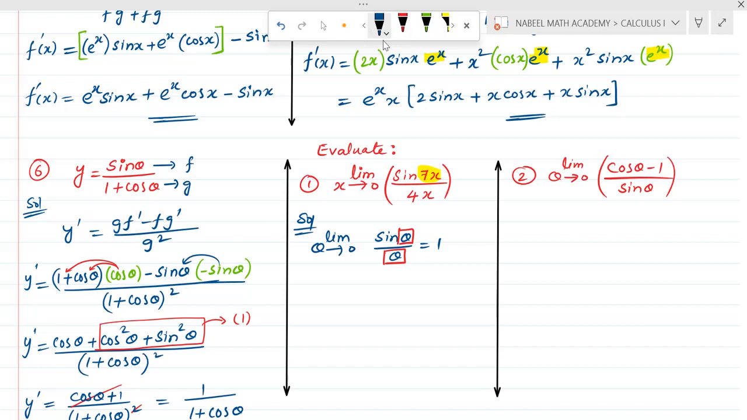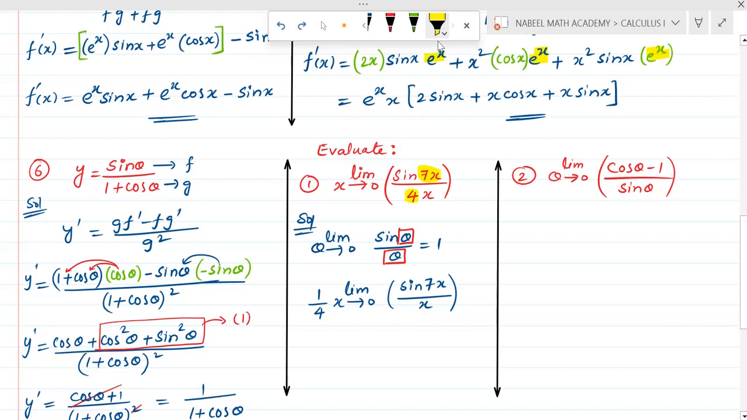So I will take the 1 over 4 outside because it's a constant. We can take it outside the limit. Then sine 7x over x. So this is what you will get. This is the same thing, I am just taking the 4 outside. This is what we have.